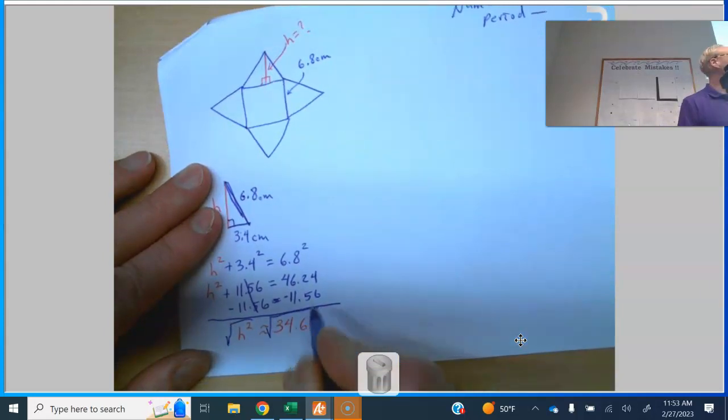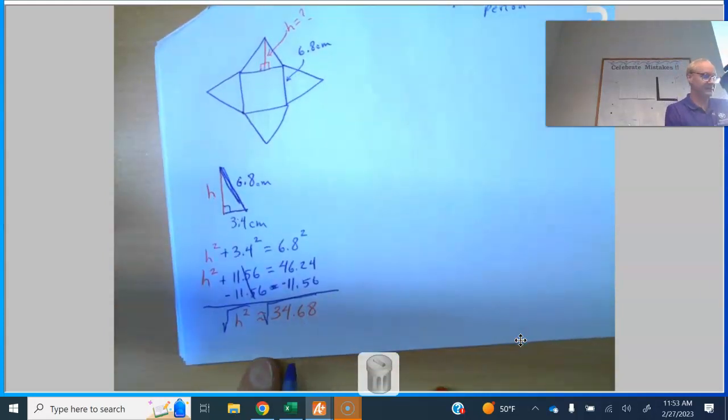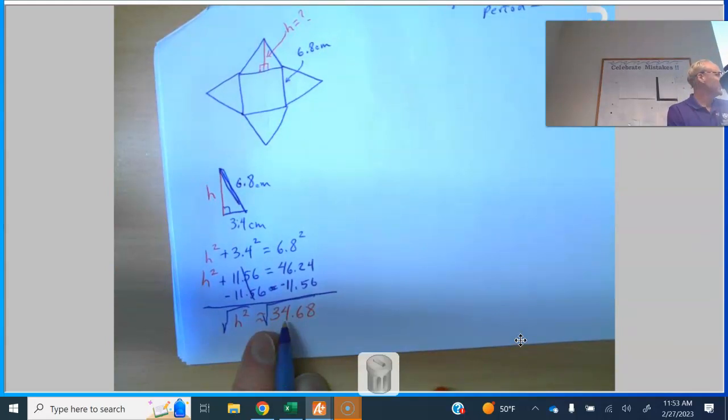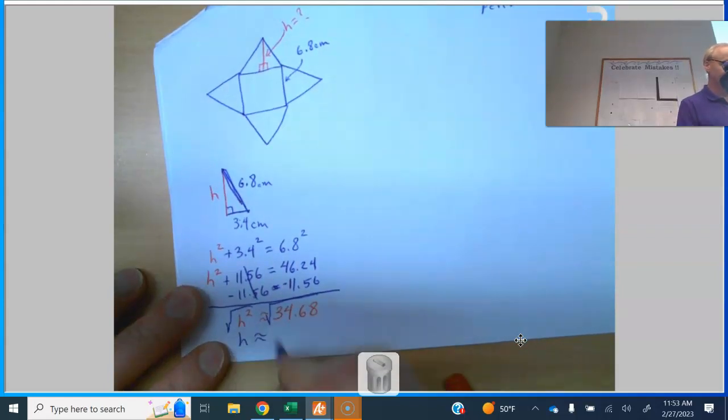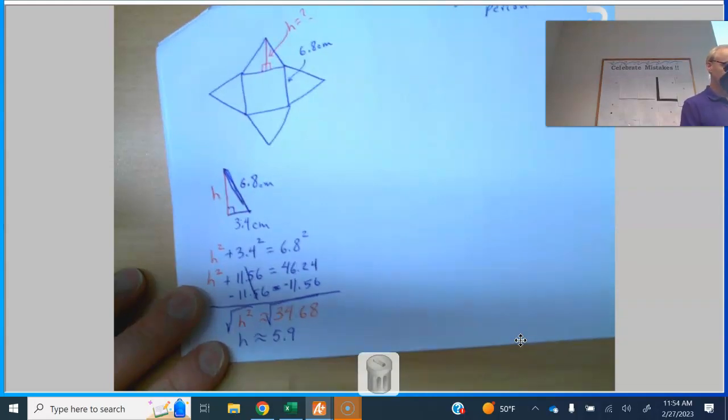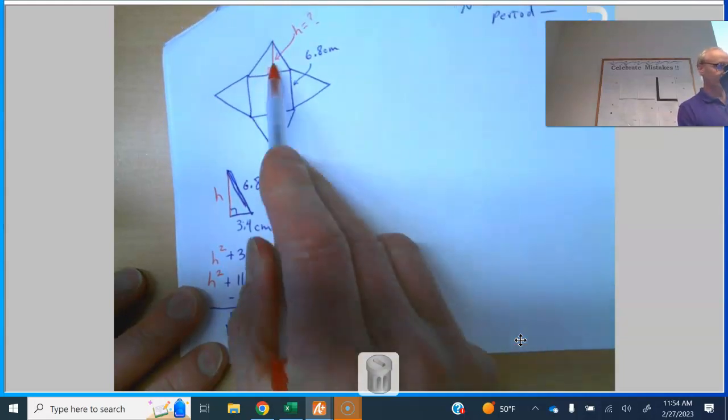Field knowledge. When you take the square root of this, you should get something a little less than 6, because this is about 35, which is almost 36, and we get approximately 5.88 or 5.9. I'm going to keep it in red. This is the height of this triangle.